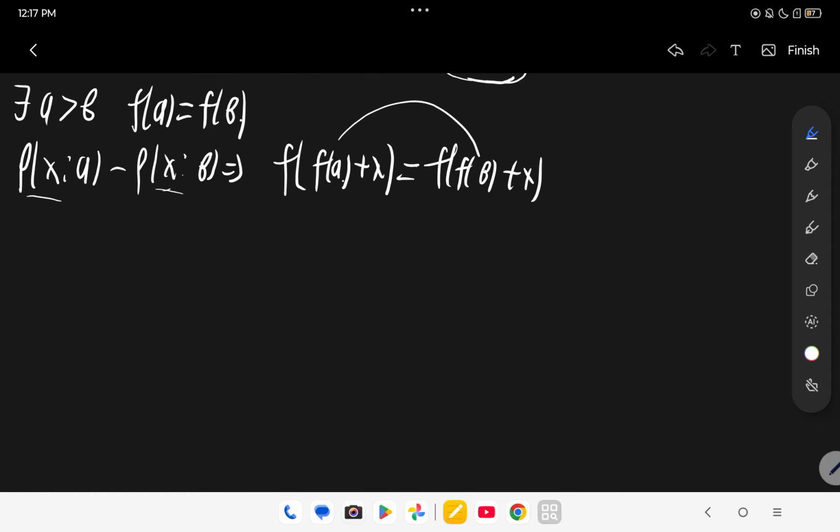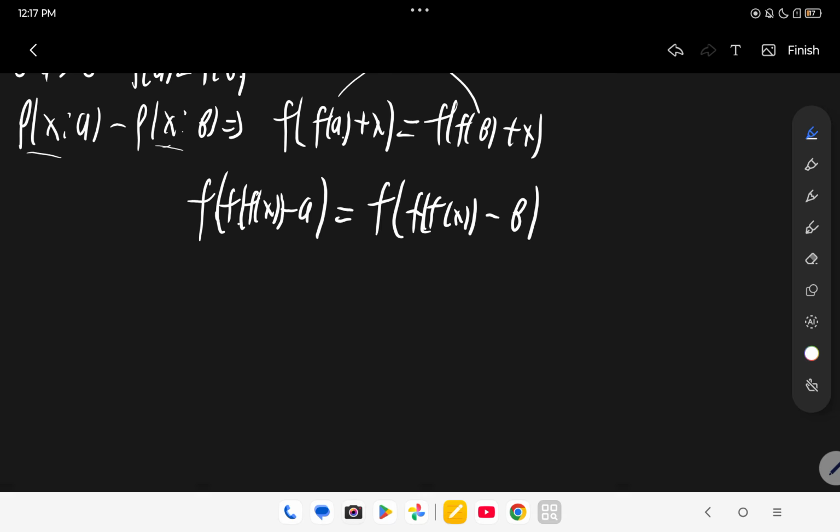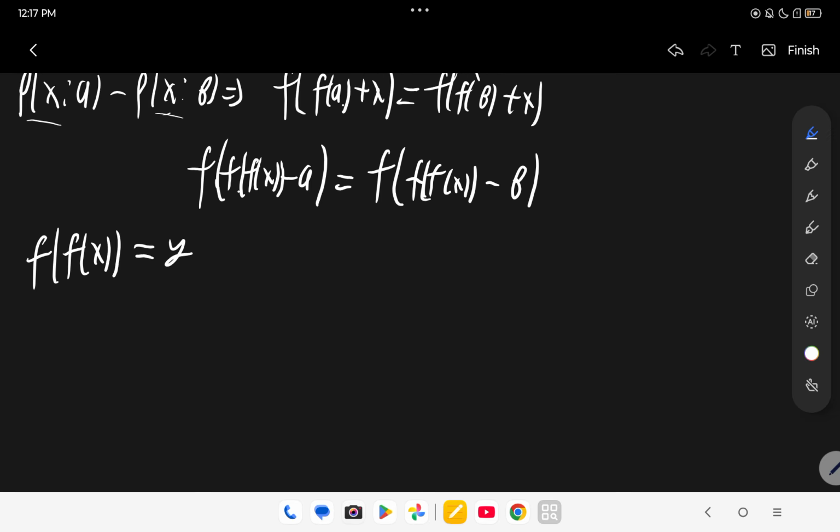So we get that f(x) minus a equals f(x) minus b for every x. So since f is injective, we know that also f(x) is injective. So let's call this y. So we get f(y) minus a equals f(y) minus b.